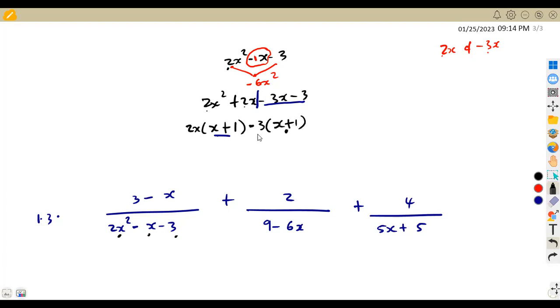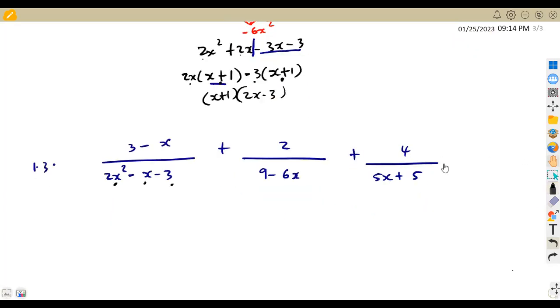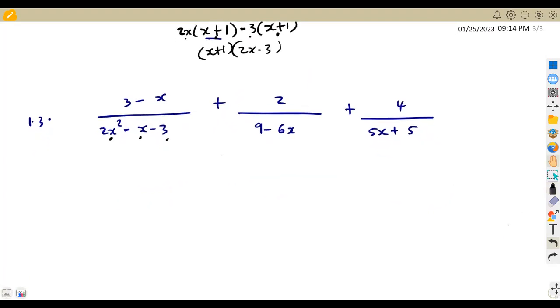So as we can see, x plus 1 is common, so you can factor out x plus 1. That means we remain with 2x minus 3 in the other bracket. Okay, so this is what we're going to have here. I'm going to erase it later on, let me just take it down. So this can be written as 3 minus x, everything over these two brackets that we obtained, which is x plus 1 into 2x minus 3.